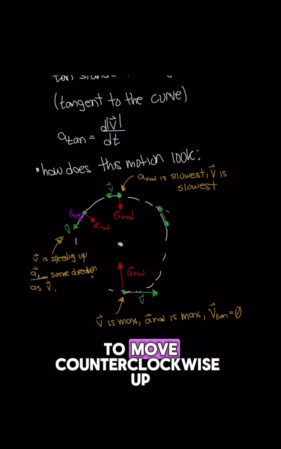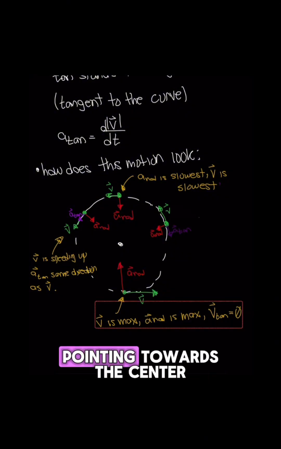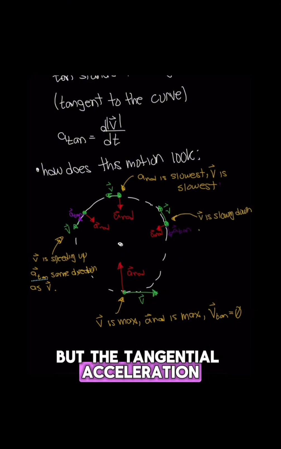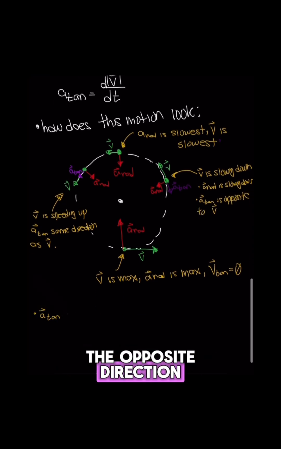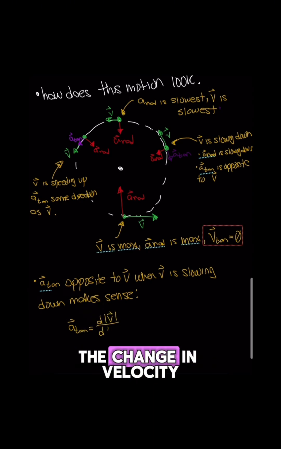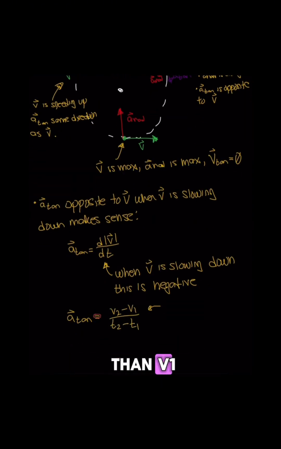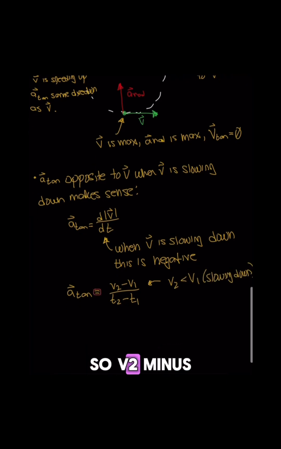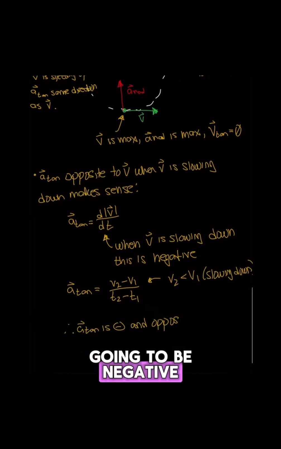So as it continues to move counterclockwise up the circle, the velocity is slowing down. a_rad is still pointing towards the center, but the tangential acceleration is pointing in the opposite direction to v. a_tan is pointing in the opposite direction because v is slowing down. This makes sense if we look at the equation here: the change in velocity over the change in time is going to be negative because v2 is going to be less than v1, meaning it's slowing down. So v2 minus v1 is going to give a negative value. Therefore, tangential acceleration is going to be negative, pointing opposite.